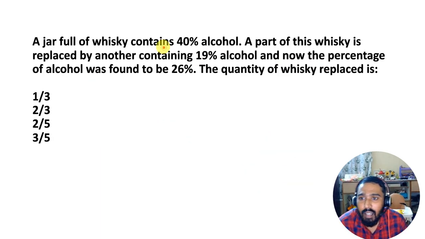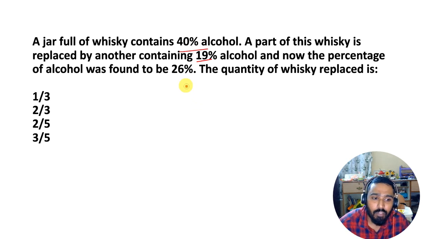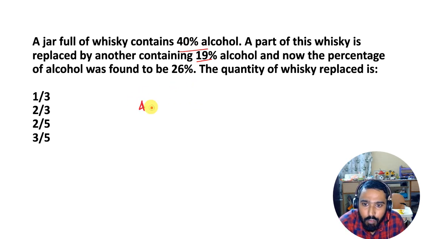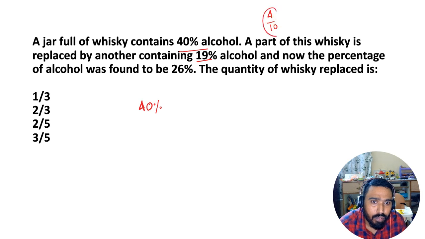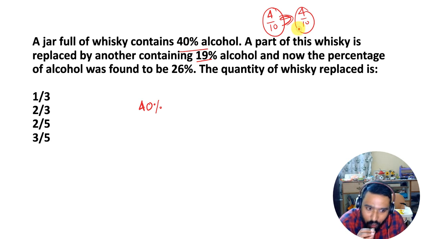Right, next one. A jar full of whiskey contains 40% alcohol. A part of the whiskey is replaced by another containing 19% alcohol. Now the percentage of the alcohol is found to be 26%. Now 40% of alcohol was there. Part of this is removed. Even if I remove part of it, 4/10 of whiskey is there. If I remove part of the mixture, the whiskey remaining will be 4/10 only. That ratio will always be constant.